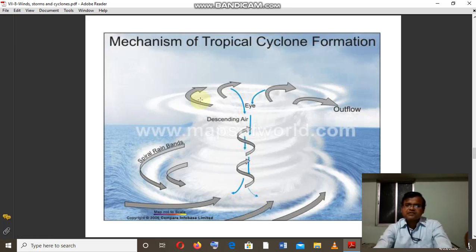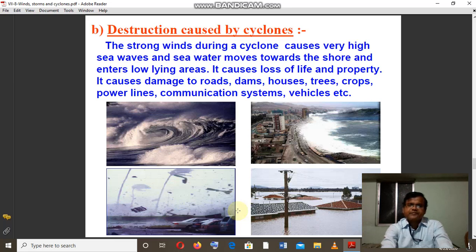Mechanism of tropical cyclone formation. This is the hot air moving up, the descending of air, and the outflow. This is the mechanism of tropical cyclone formation.